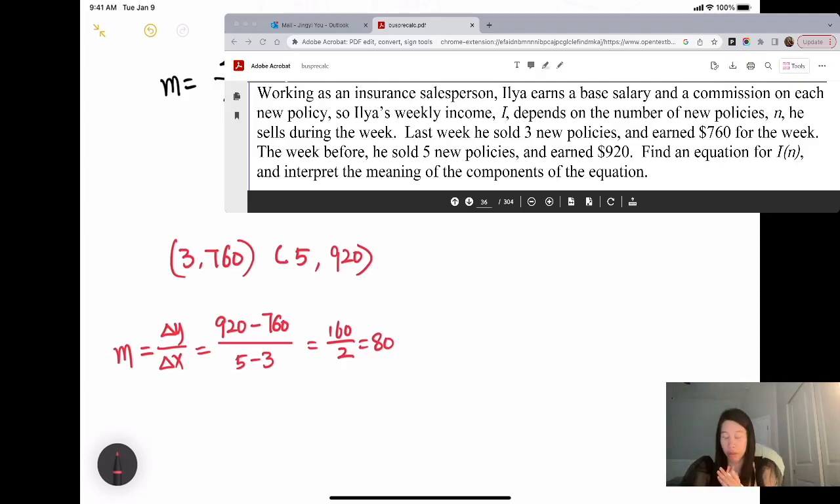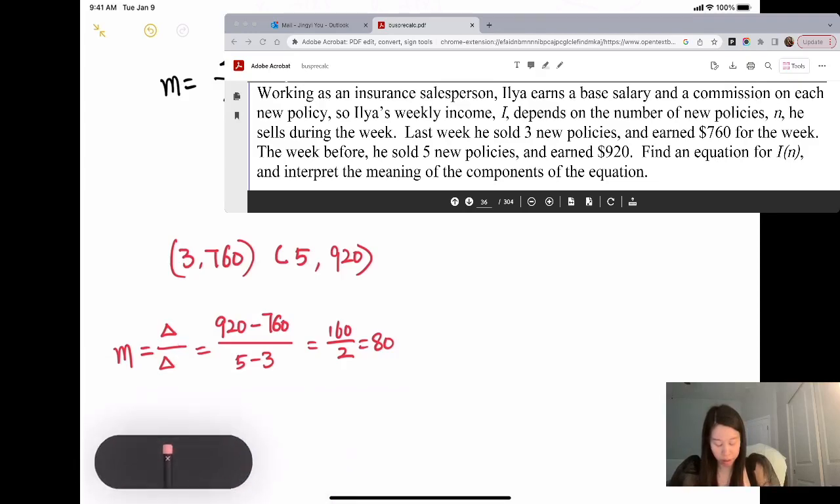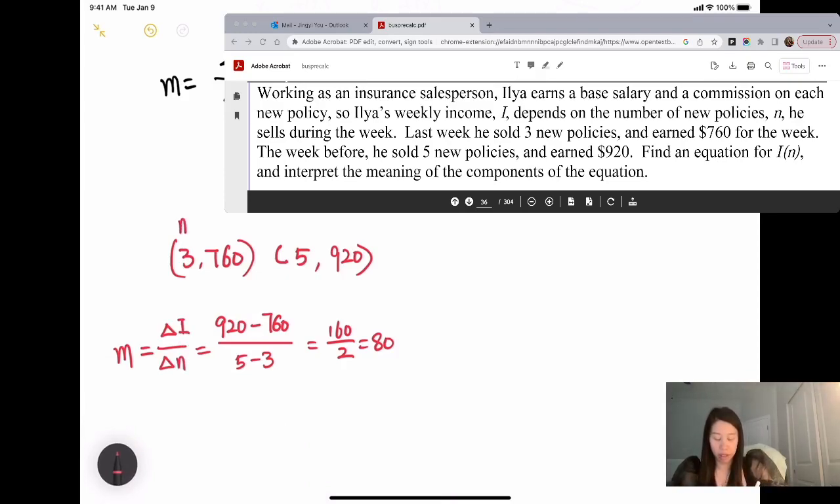Now the next step is we need to find the y-intercept. Again, you need to pick one of the ordered pairs and substitute it in to find the y-intercept. I shouldn't use y and x, since they specifically tell you that this is change in I over change in n. Here n is the number of policies he sold, and I is the income he earned based on the policies he sold. So now we still need to find the I-intercept, no longer the y-intercept. Remember, it's just letters. You can use different letters that you like.